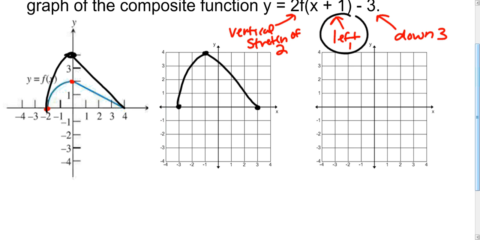And then I move the whole thing down 3. Hopefully you can figure out that it's going to go something like this. And that would be the final graph for that function.